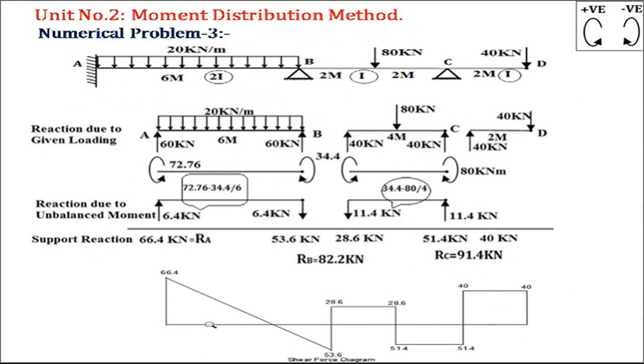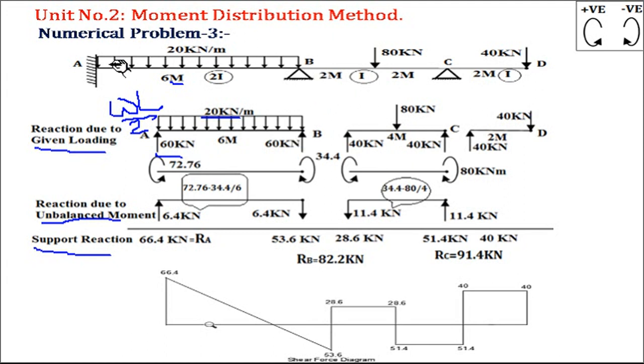Next step, to draw the shear force diagram. To draw the shear force diagram, you should know the support reactions. Support reactions will be due to the given loading and due to the unbalanced moment. Now in portion AB, it is loaded by a uniformly distributed load of 20 kilonewton per meter, and the length of the member is 6. So the end reaction will be WL upon 2. The value of W is 20, length is 6, so 20 into 6 divided by 2, the value is 60.